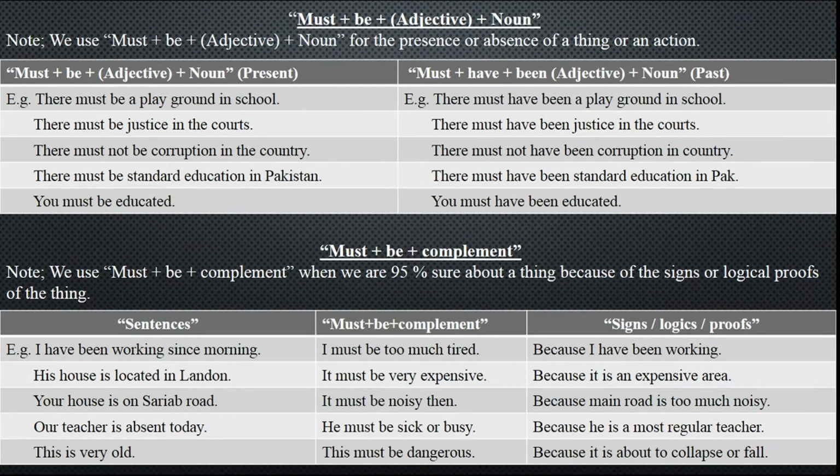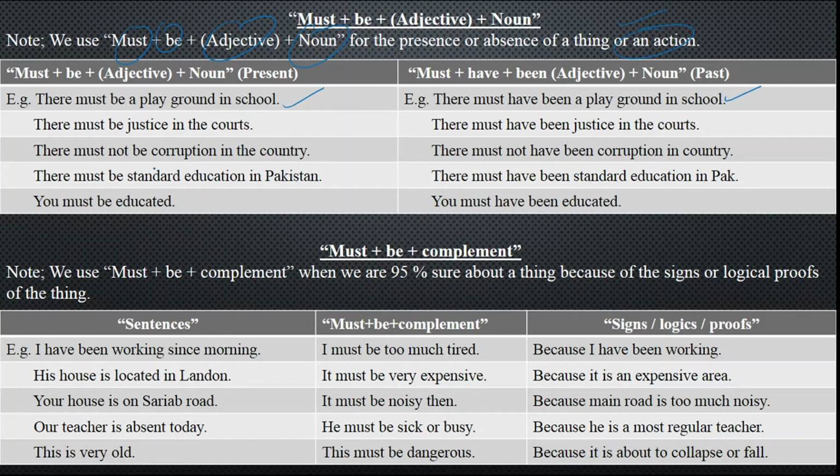We'll discuss the next: must be plus adjective plus noun. Where do we use must be plus adjective plus noun? We use it for presence or absence of a thing or an action. There must be a playground in school. And for the past you say there must have been a playground in school.